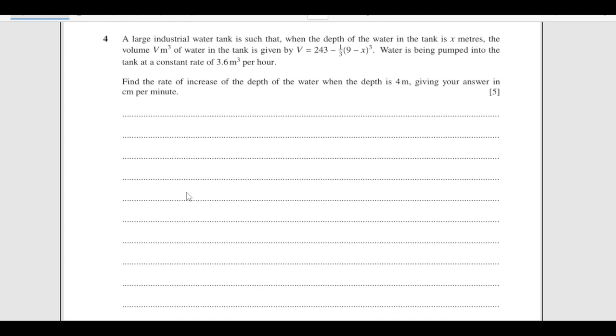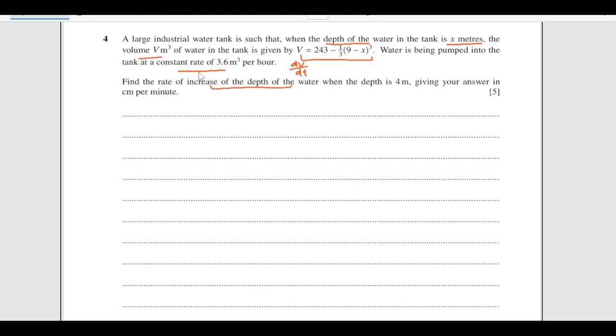So let's start number 4 here. A large industrial water tank is such that the depth of the water in the tank is x meters. So x is the depth. The volume V meter cubed of the water tank is given by this, and water is being pumped into the tank at a constant rate of this. So that means that is the volume, so this is dV over dt, given to us as 3.6. So find the rate of increase of the depth.